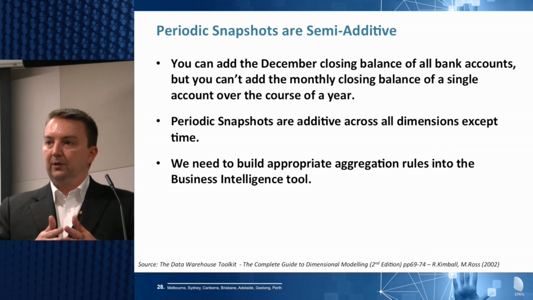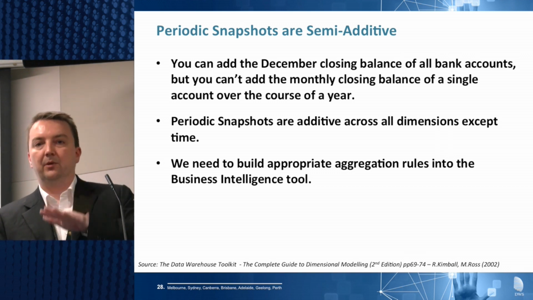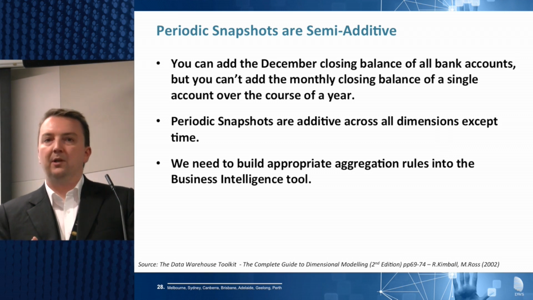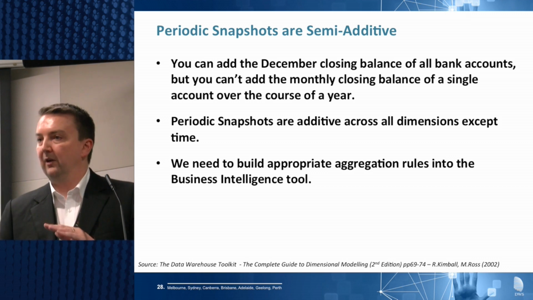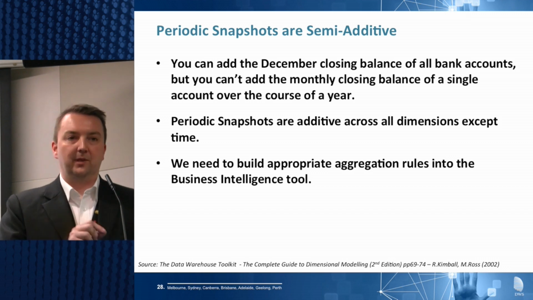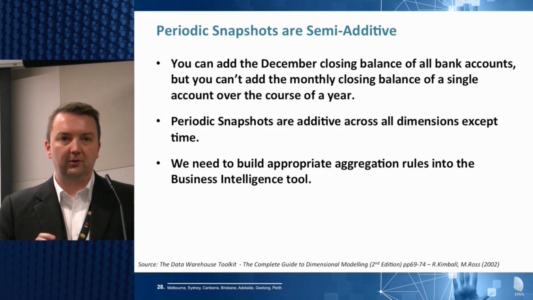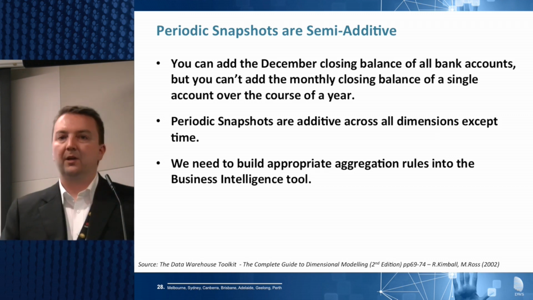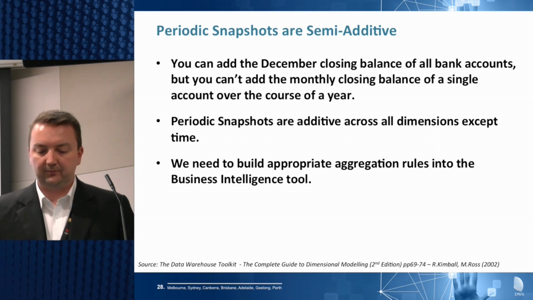What we couldn't do is do that same addition over time. We couldn't add up all of the snapshots from January through to December and get a meaningful total over the year, because once we add January to February, these are two balances. They're not two transactions, right? So they don't add over time. They're non-additive over time. Right?